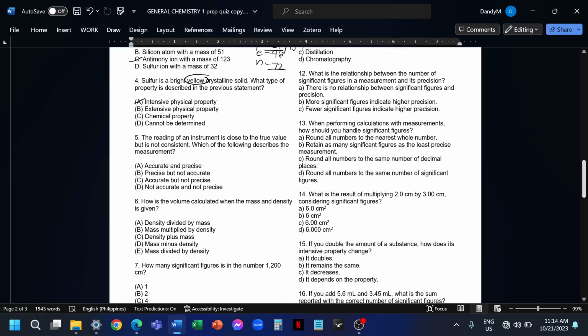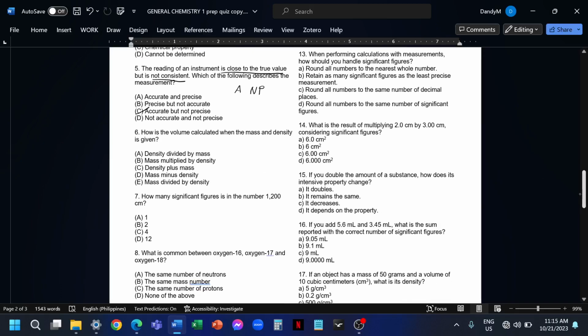Number 5, the reading of an instrument is close to the true value but is not consistent. Again here, this is close to the true value. This one is referring to the accuracy of the instrument. So this one is accurate, but it is not consistent. When it's not consistent, this is about precision. Again, precision is all about consistency, how our measurements are close to each other. So this one is not precise. So this one is letter C. It's accurate but not precise.